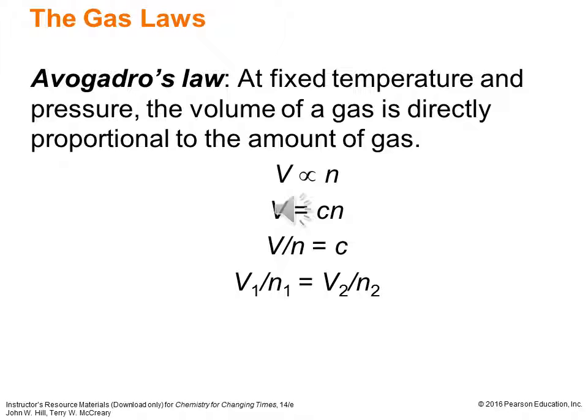And if we want to change that from a proportionality to an actual formula, we'd have to say that the volume equals some constant value times the number of moles. And therefore, if we divide both sides by n, we can say that volume divided by moles equals some constant value, such that if we had two sets of conditions, V1 divided by N1 equals V2, a second set of conditions, divided by N2. And this should look a lot like Charles's law, right, where temperature and pressure varied directly. Now we have volume and number of moles varying directly.